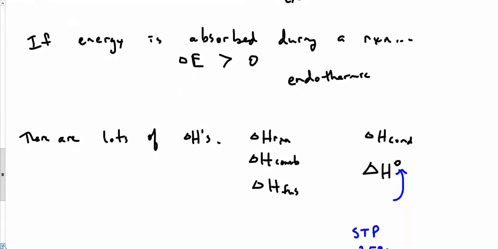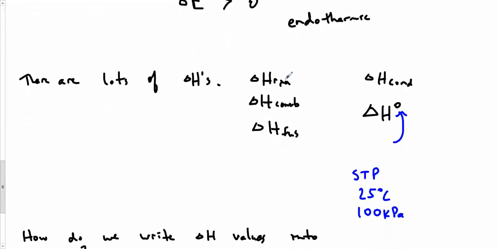There's a lot of delta H's. We usually smack on these little subscripts like reaction or combustion or fusion, which is melting, or condensation. Don't be thrown off by these little subscripts. This little thing is a naught, it's a red circle, so that's delta H naught. It's telling you the conditions of the reaction, because gases can be a problem. They're very finicky when it comes to temperature and pressure, so all we're doing here is specifying the temperature and pressure of the reaction. STP, that circle means STP, 25 Celsius, 100 kilopascals.